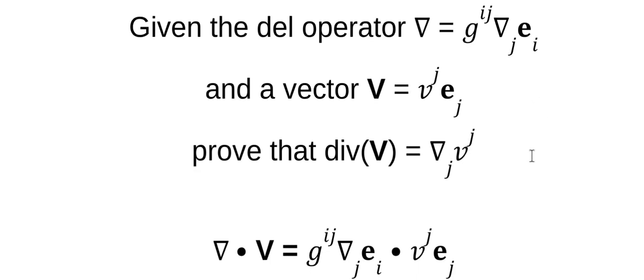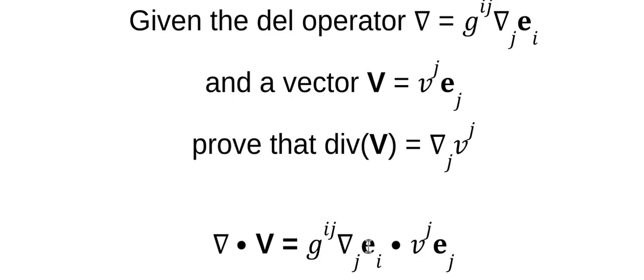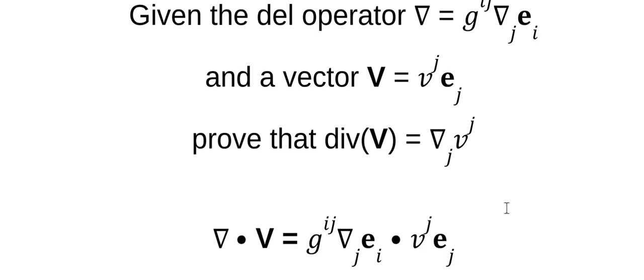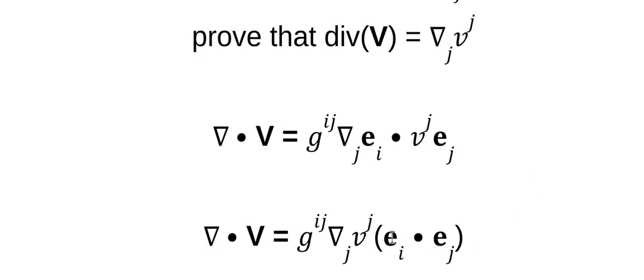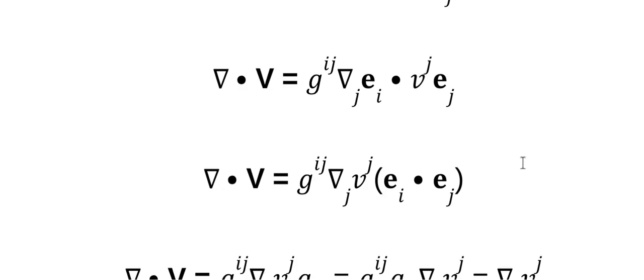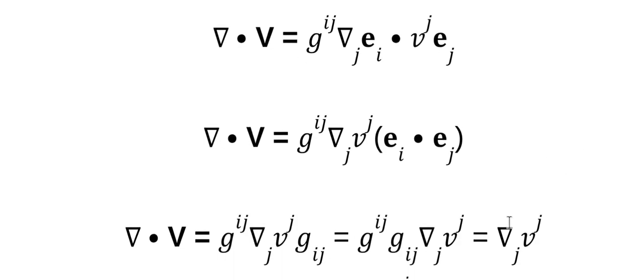Okay? So we got del, here's del dot V. Now what's the first thing we can do here? Well, we can pull these components outside of the dot product. So it'll look like that. Well, what's that? Okay, we know what that is by now. That's the metric tensor.